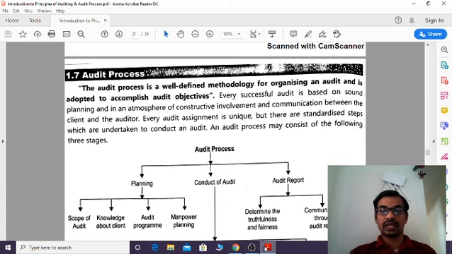Every successful audit is based on sound planning and on a constructive environment and communication between the client and the auditor. We know audit is a process, and whenever any process has to be performed and completed, there must be a concrete, sound plan. According to that plan the process should be completed, and therefore the plan prepared for the audit is called the audit process.